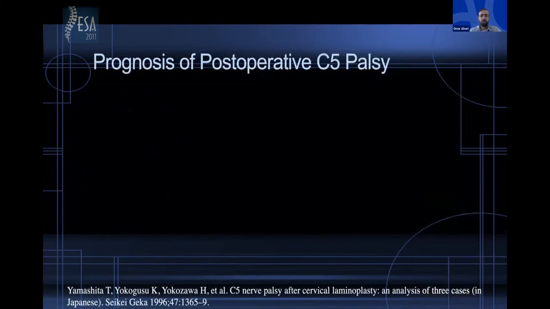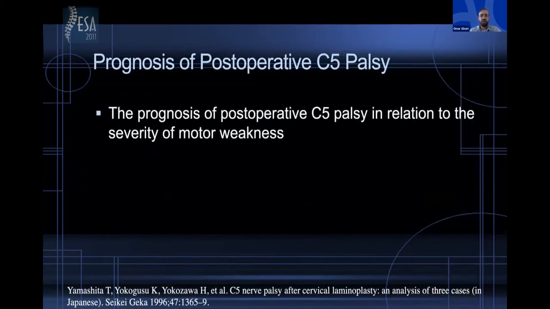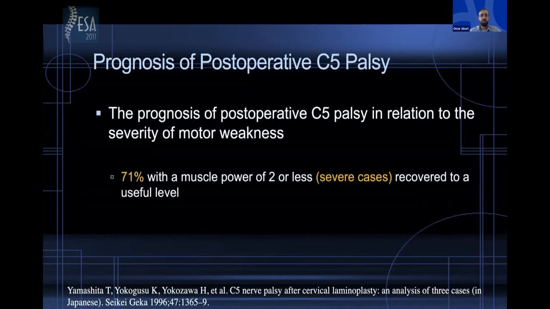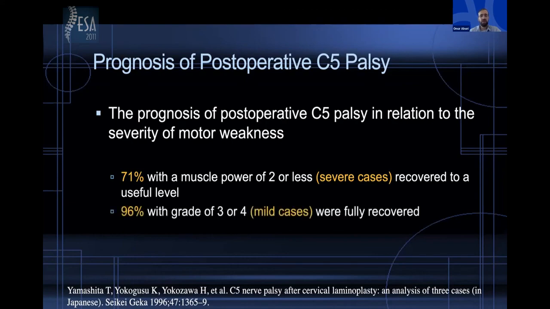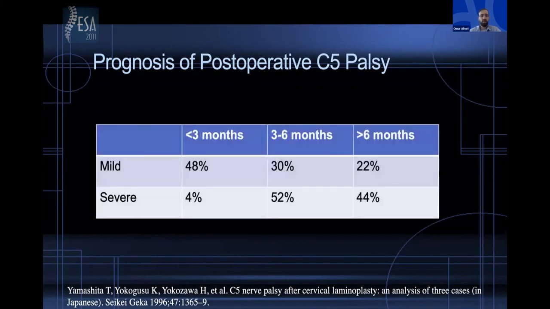The prognosis for postoperative C5 palsy usually depends on the severity of motor weakness. 71% of patients with severe cases, which is muscle power of 2 or less, will recover to a useful level, and 96% of patients with mild cases fully recovered. As you can see here on the table, most patients with mild cases, around 50% or more, will recover in less than 3 months, and in severe cases, most will recover after 3 months.